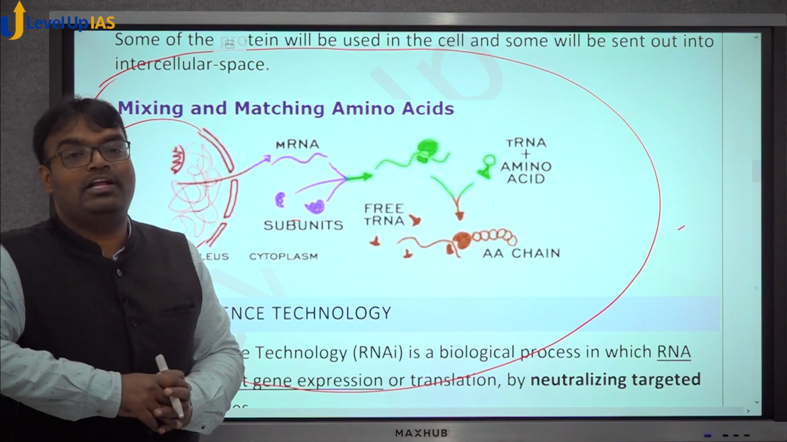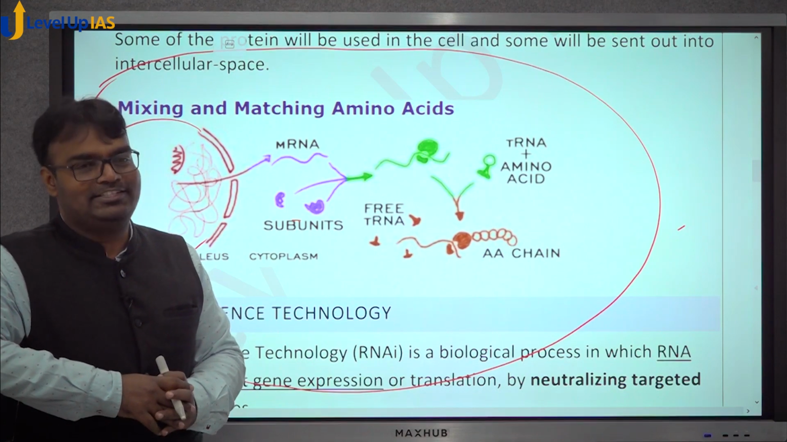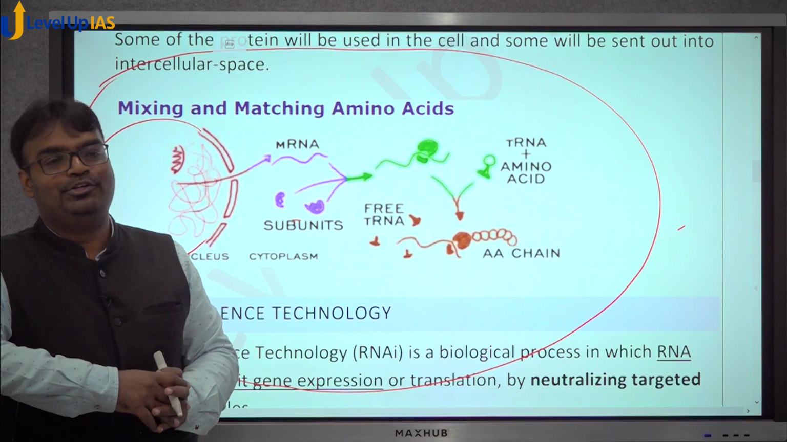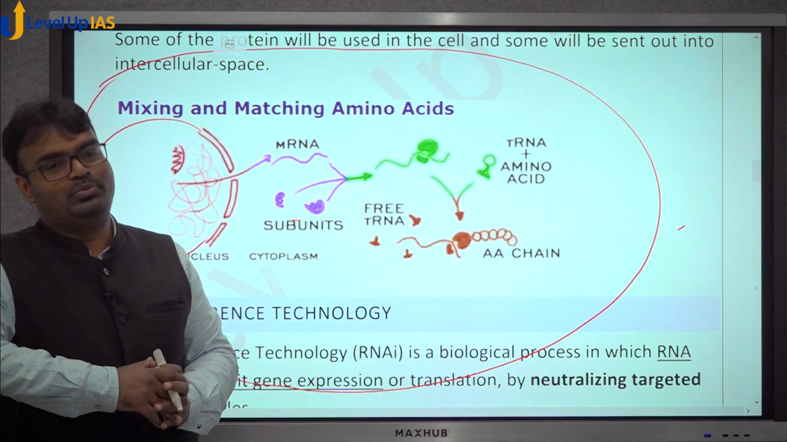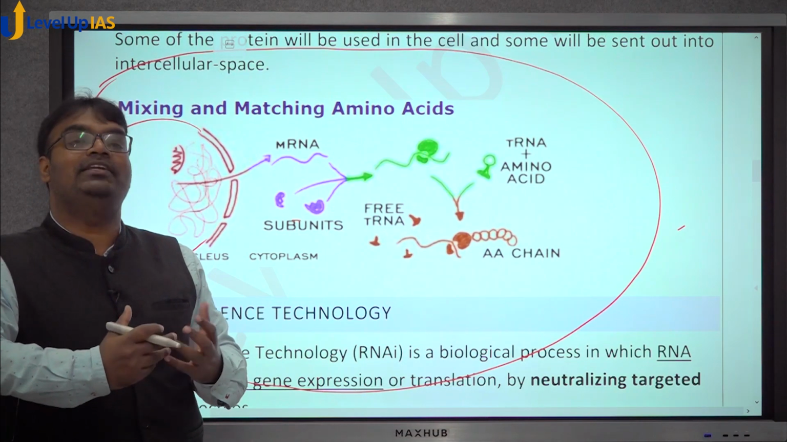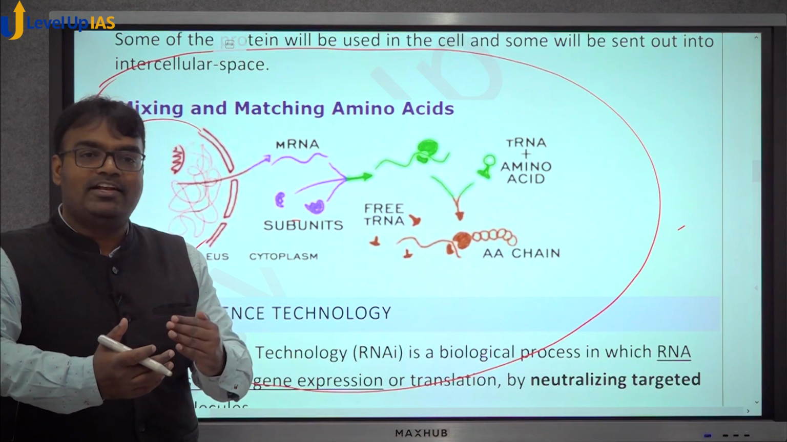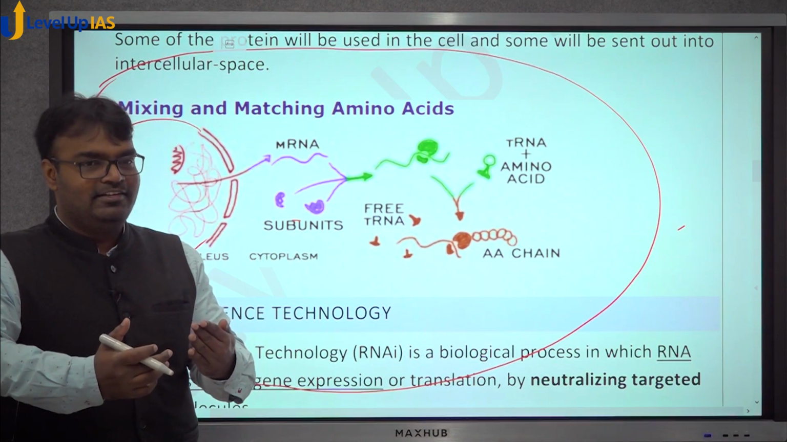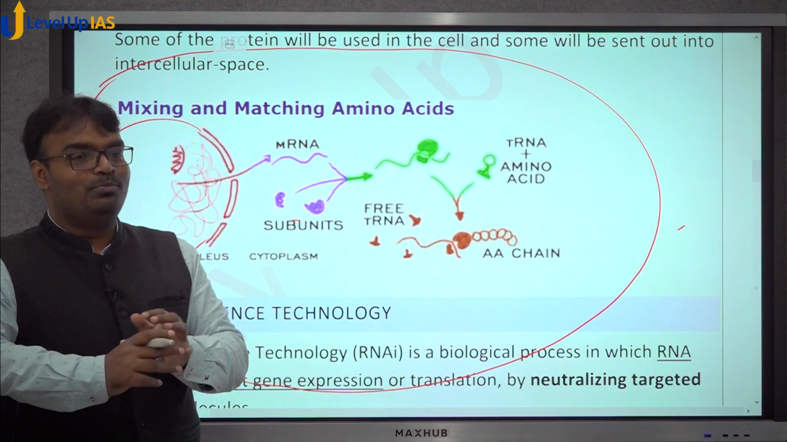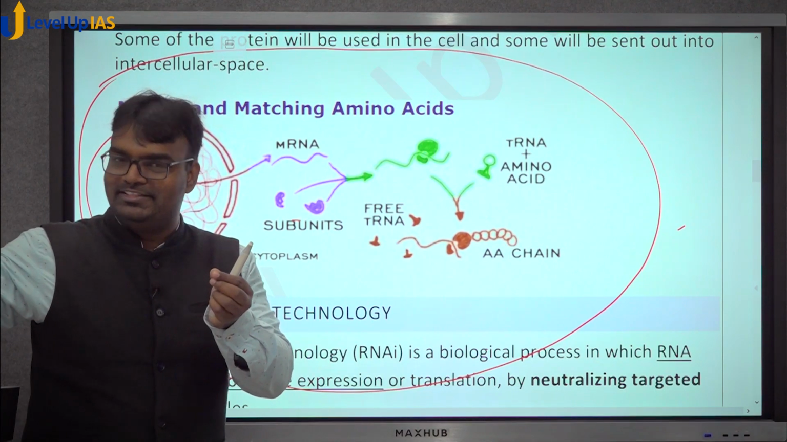So what was the purpose of transfer RNA? Transfer RNA transfers amino acids to ribosomes. Messenger RNA brings the information. rRNA is something ribosome is made up of, and tRNA, transfer RNA, is transferring amino acids to ribosome so that ribosome can form a chain of amino acids.